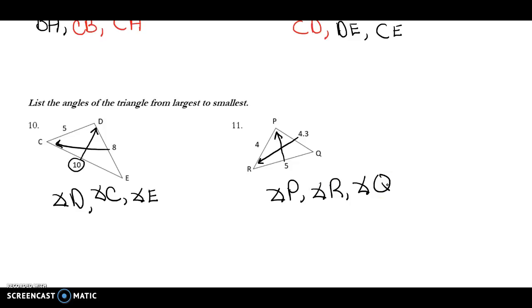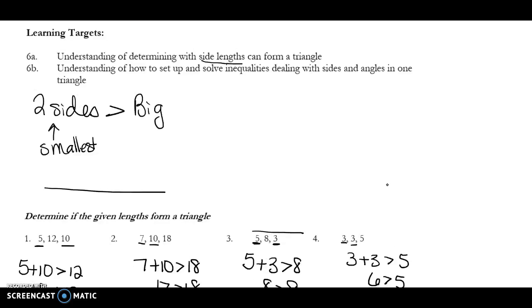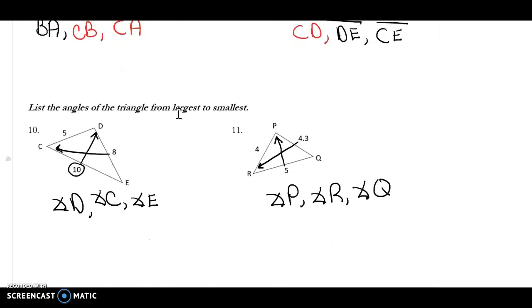So there's 2 main rules you had to learn today. The first one was that the 2 sides always have to be bigger than the third side of a triangle, any combination you try. And then we also learned that big angles are opposite big sides, and small angles are opposite small sides.